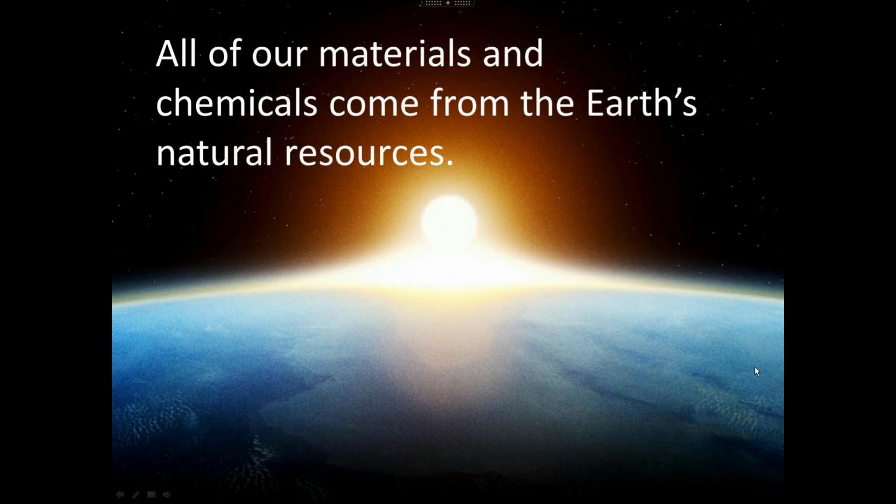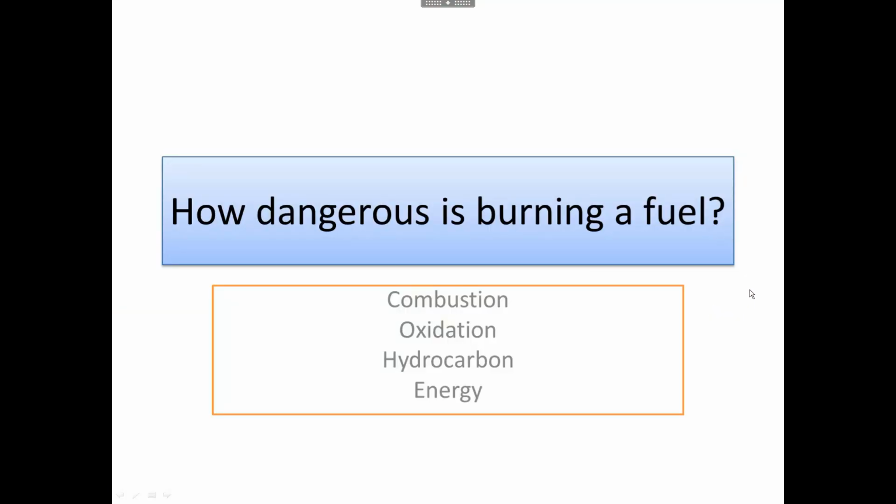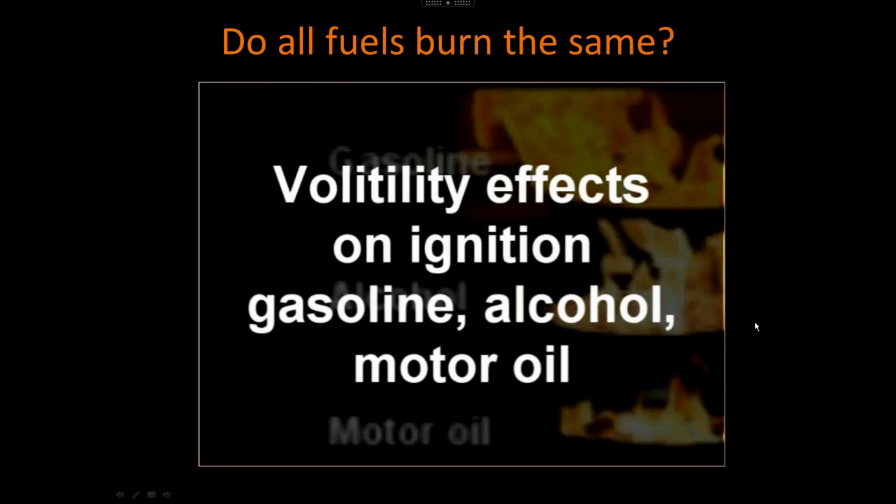Now we've been learning about how the Earth gives us natural resources, which we can use chemistry to change into useful products. We've seen how crude oil gives us a range of fuels like petrol and diesel, how natural gas gives us methane, but how dangerous is burning a fuel? What are the environmental impacts of burning a fuel? We're going to start looking at that by learning about combustion reactions.